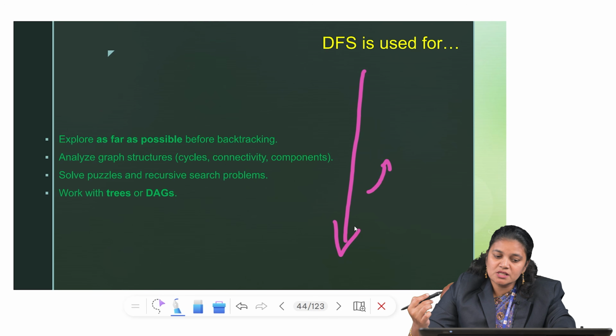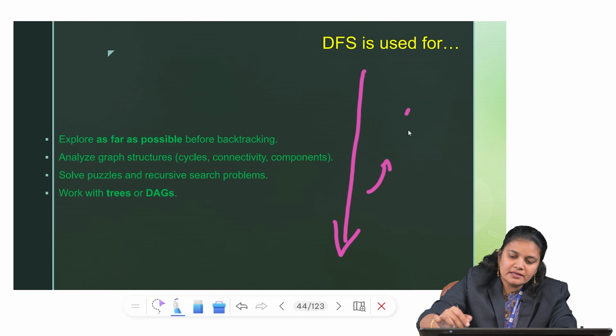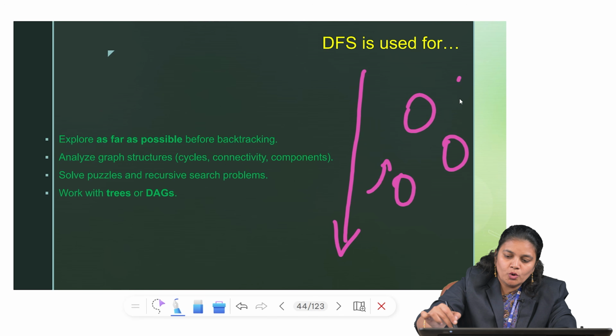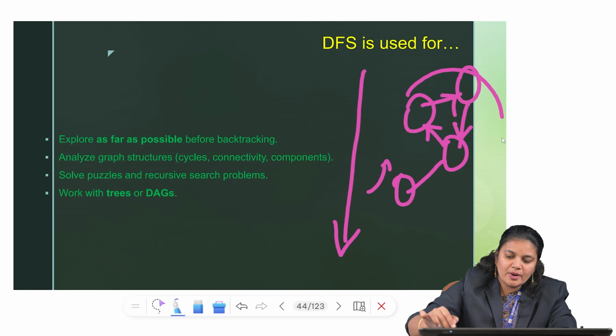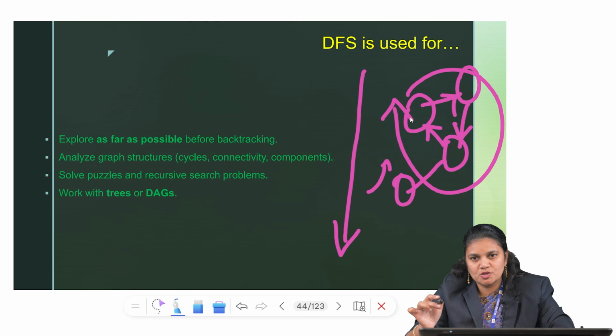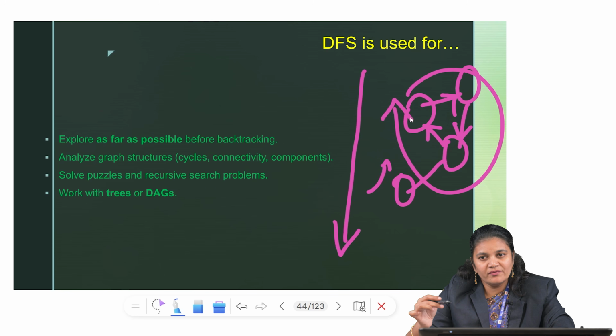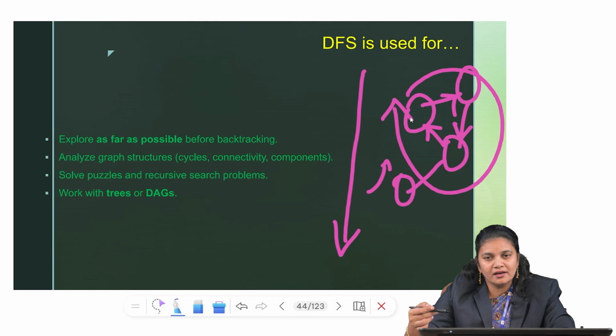We can use this to analyze the structure of the graph, that is, whether any cycles are there. Cycles in the sense, if we have 4 nodes, and arrows are also there, we can tell that this part is forming a cyclic structure. If a cycle is there, we will lose the path over there. We will be circulating again and again over there.